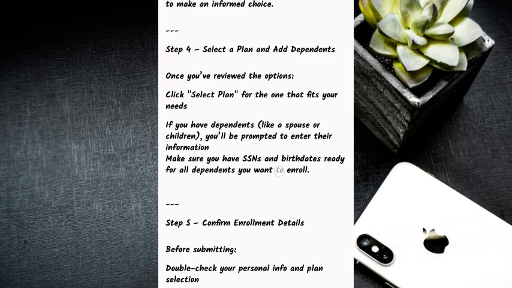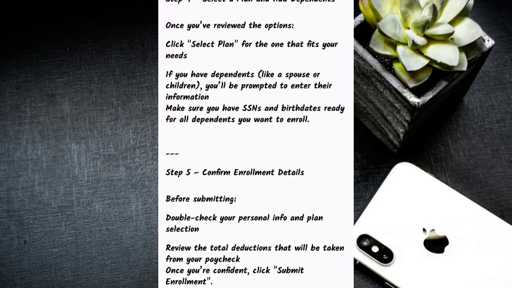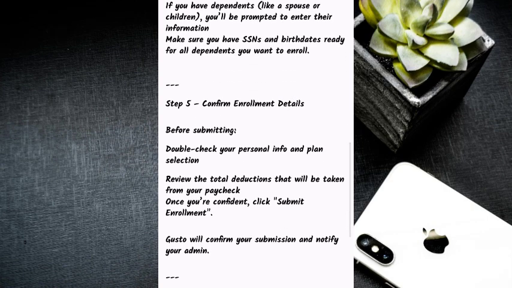Step 5. Confirm enrollment details. Now before submitting, you want to double check your personal info and plan selection. You also want to review the total deduction that will be taken from your paycheck, because once you're confident about it all, go ahead and click submit enrollment. Now Gusto will confirm your submission and notify your administrator.